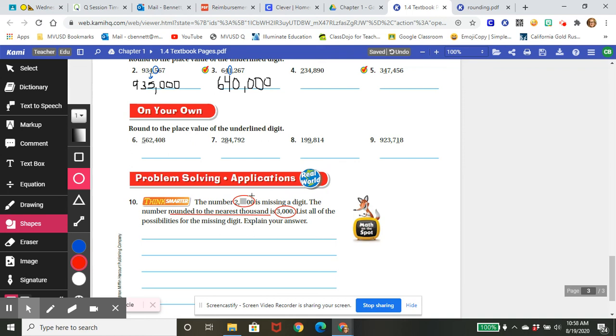Okay? So this number is missing a digit. We got to decide what's going to go in that square. And the number rounded to the nearest thousand is 3,000. So we got to ask ourselves, well, let's put our directions. List all of the possibilities for the missing digit and explain your answer. Okay? So we got to ask ourselves, what next door neighbor would add 1 more to get 3? What next door neighbor would go here that would make the 2 add 1 more to get 3? And then just explain how you figured it out.